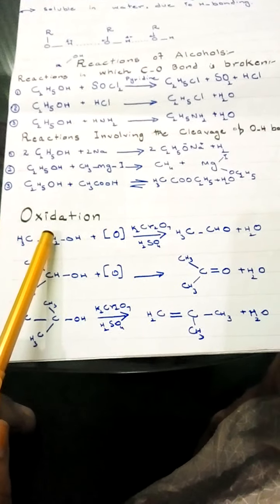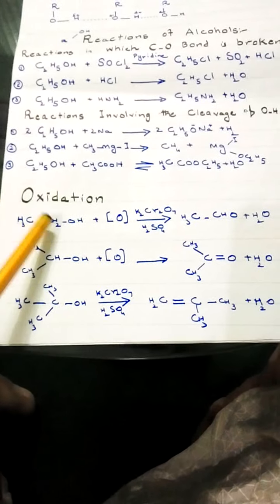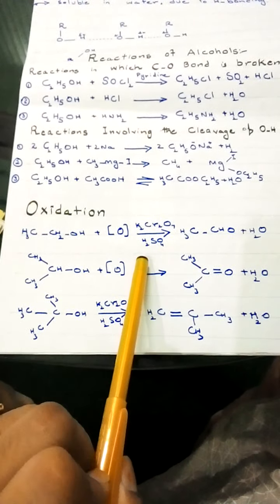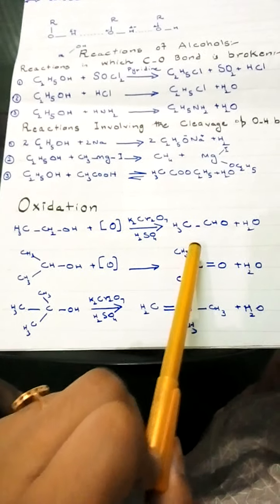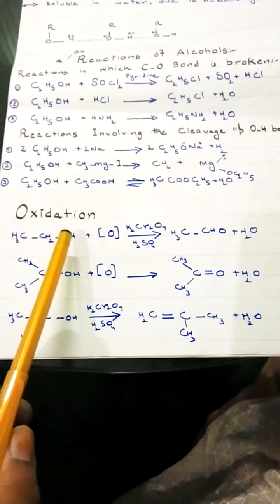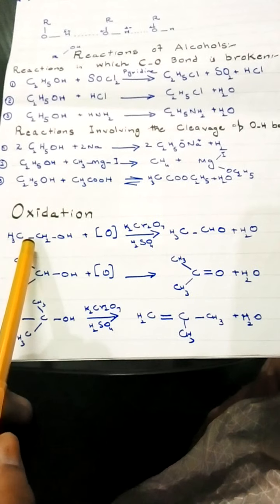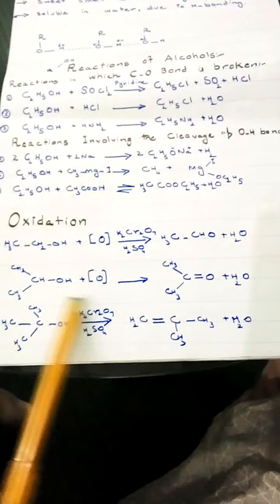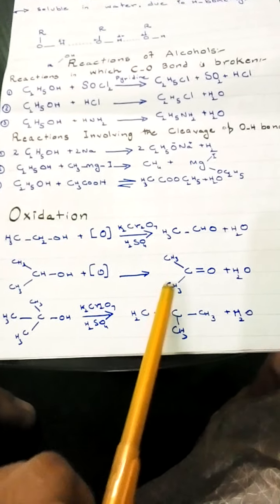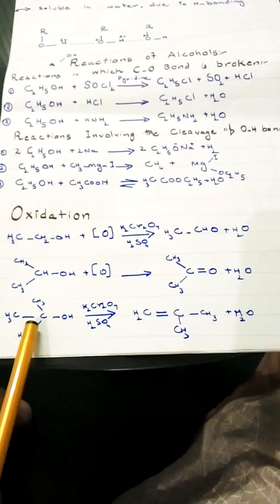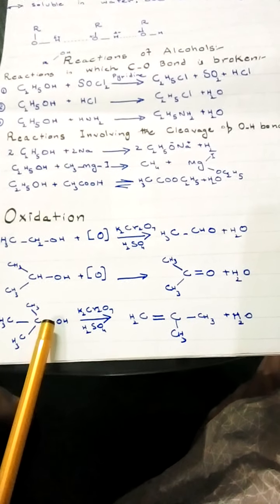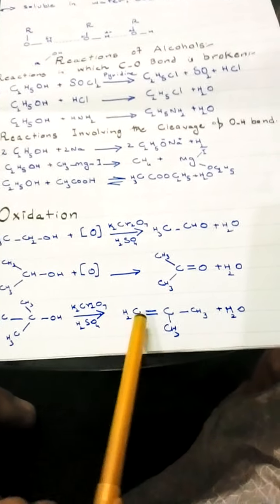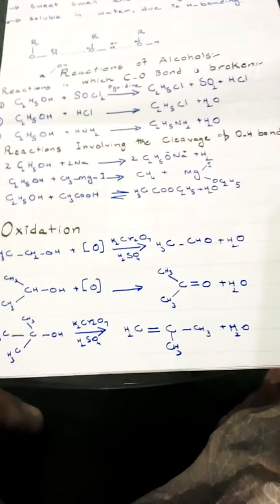Next we will study oxidation. What is oxidation? Simply, addition of oxygen to an organic compound is called oxidation. Here ethanol CH3CH2OH plus nascent oxygen in the presence of potassium dichromate and sulfuric acid is converted into acetaldehyde, and by the oxidation of alcohols, aldehydes and ketones are formed. If oxidation takes place with primary alcohol, then acetaldehyde is formed plus water. And if secondary alcohol is oxidized, then acetone is formed, and tertiary alcohols are resistant to oxidation. In the presence of acid dichromate, they undergo elimination reactions to give alkenes. Look here, this is an elimination reaction and alkenes are formed here. A double bond is formed between carbon atoms. Alkenes formation takes place by the elimination reactions.